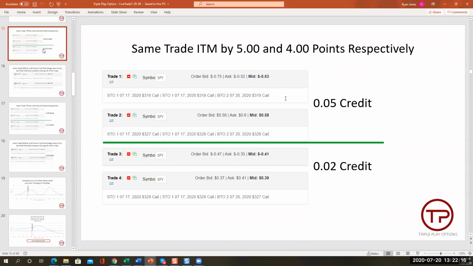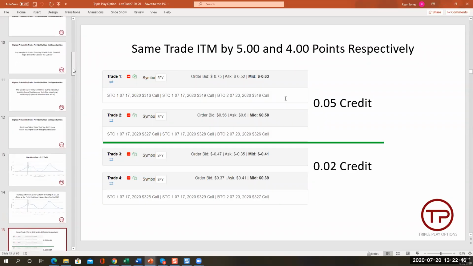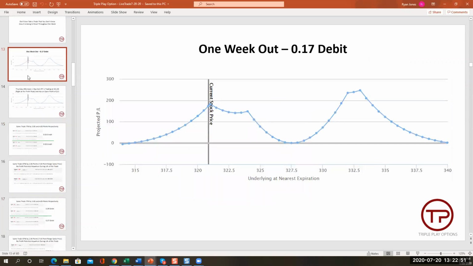And what I want you to see here is I want you to see this trade if we go in the money or out of the money. And this is the same trade one day out that is in the money or out of the money. And so if it goes in the money by 5 and 4 points respectively, you're talking about a credit of 5 and a credit of 2. Now, if it's trading at a credit of 5 and a credit of 2, and I entered at a debit of 17, what am I showing?